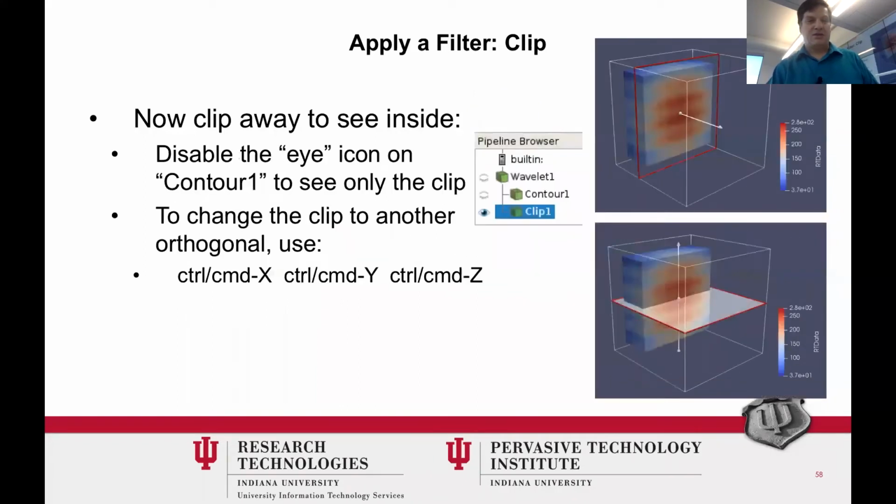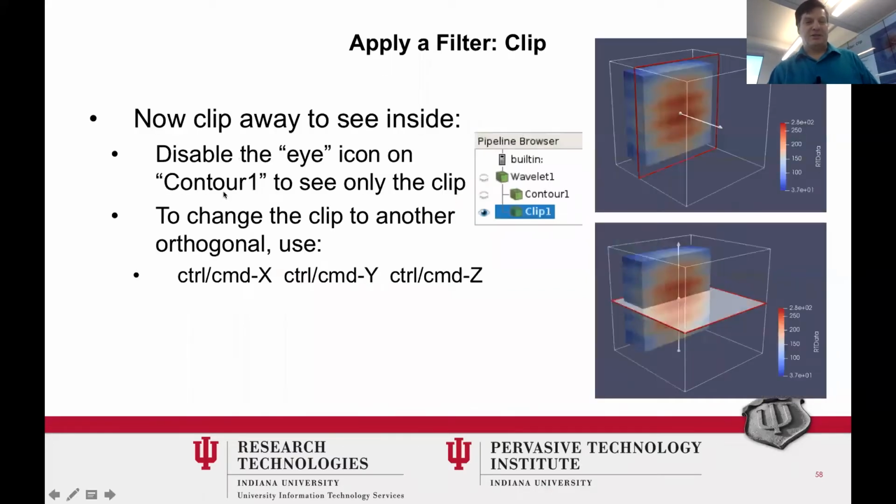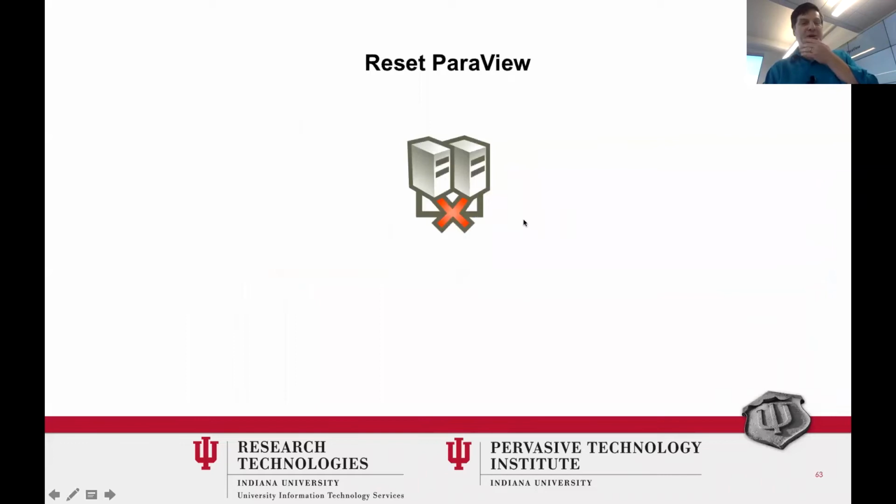All right, so I did this one. And just to highlight, if you press Control X, Control Y, Control Z, you can kind of jump around from angle to angle. All right, so I'm going to press this button here that has two computers with an X.